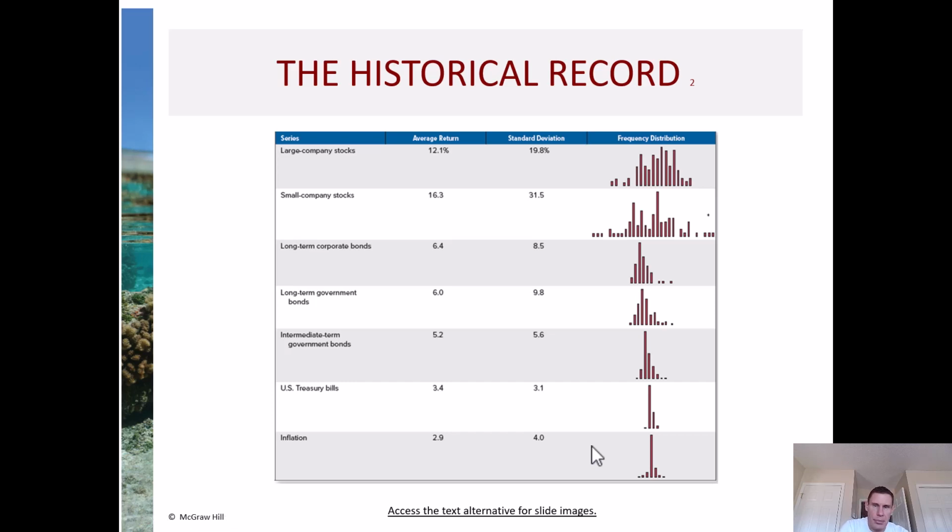So here you can kind of see an example of the average return and the standard deviation, and then they're plotting it out with a frequency distribution. Just for those 1, 2, 3, 4, 5, 6 types of investments that we talked about.